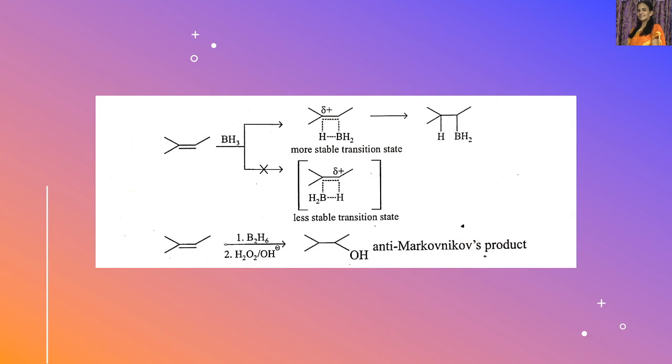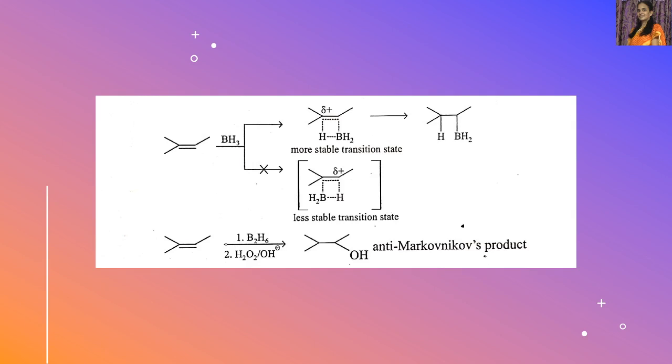Therefore, the first one gives the more stable product. This is nothing but anti-Markovnikov addition, where the positive part goes to the carbon with fewer hydrogens and the negative part of the reagent goes to the carbon with more hydrogens. So, in this way, we get this product as the major product. Hence, we can say that the addition of BH3 or diborane to an alkene is with anti-Markovnikov orientation to form alkyl borane. Okay.